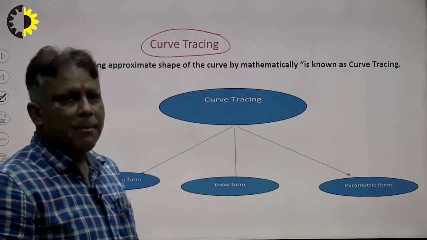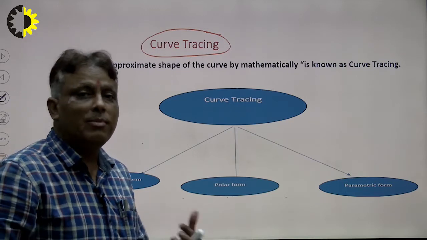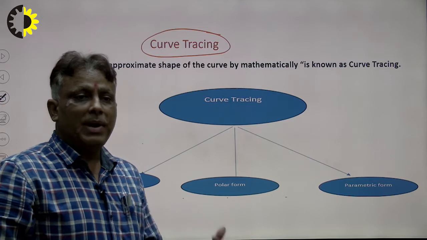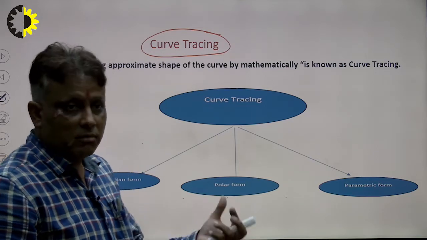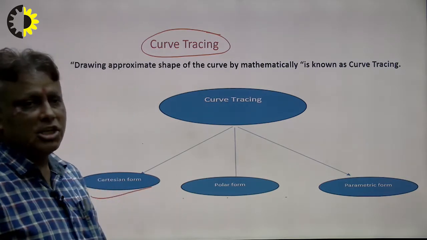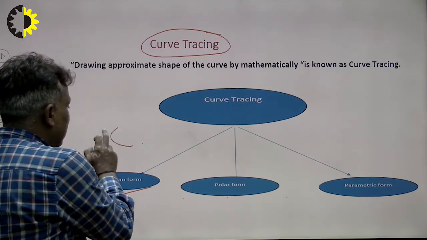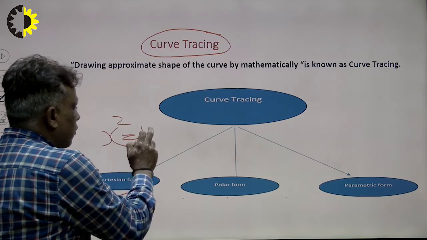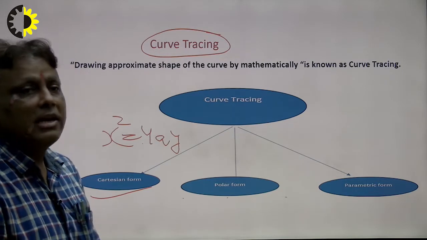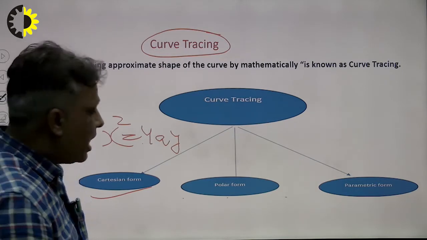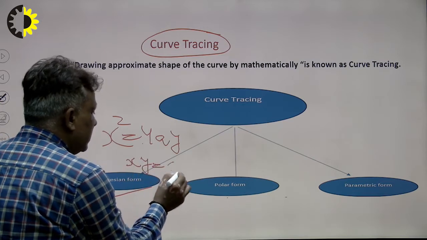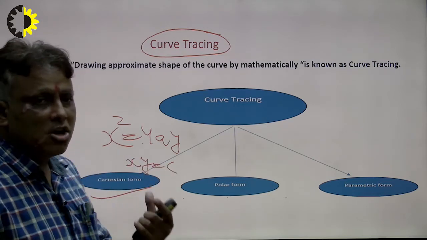Drawing the approximate shape of a curve mathematically is known as curve tracing, and curve tracing depends on the characteristics of the curve. There are three types of curve. First is the Cartesian form. What is the Cartesian form? Suppose I write x square is equal to 4ay. That means this is a parabola, and this is the Cartesian form. I can say that xy is equal to c. This is a hyperbola, and this is also the Cartesian form.